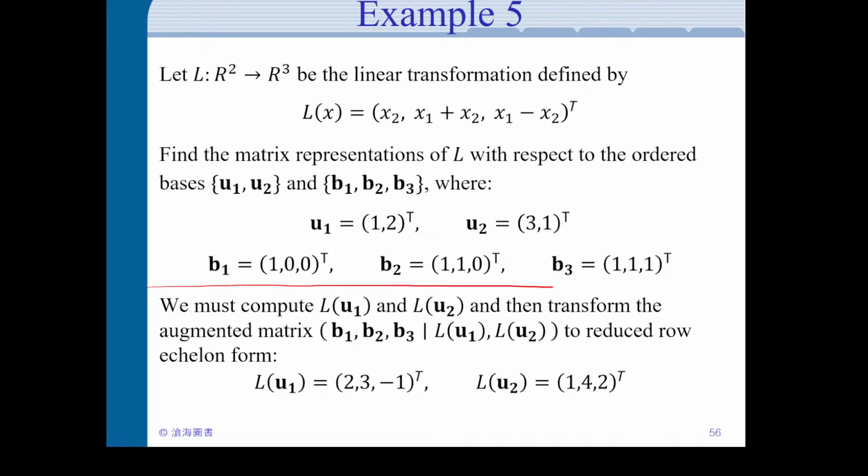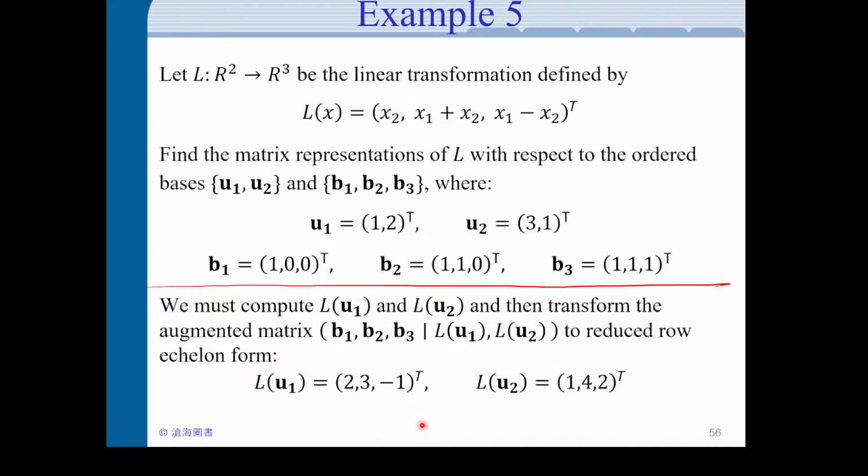And now we have the solution part. As I said, we want to find L of U1 and L of U2 with respect to this basis. We can calculate L of U1 and L of U2 pretty fast, since L is already given here. Using this formula, x2 is 2, x1 plus x2 is 3, and x1 minus x2 is minus 1 here. And similarly, you can calculate L of U2, quite straightforward.